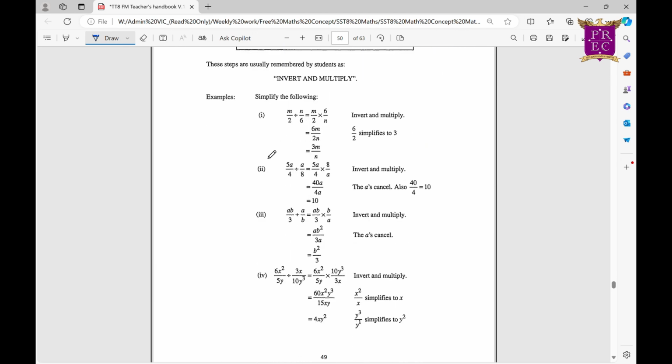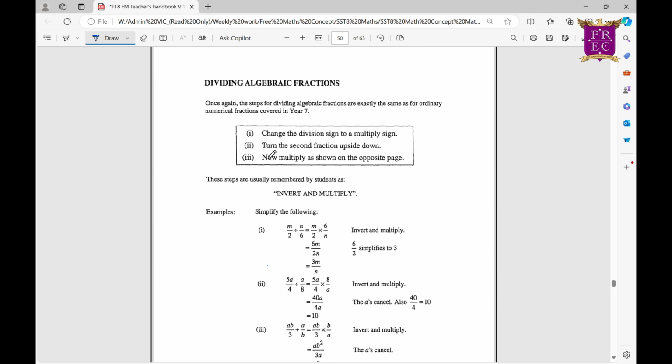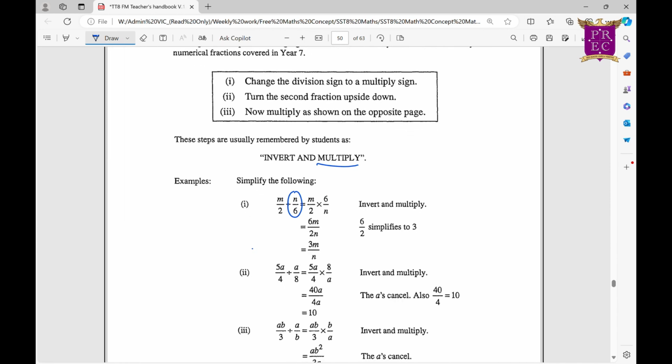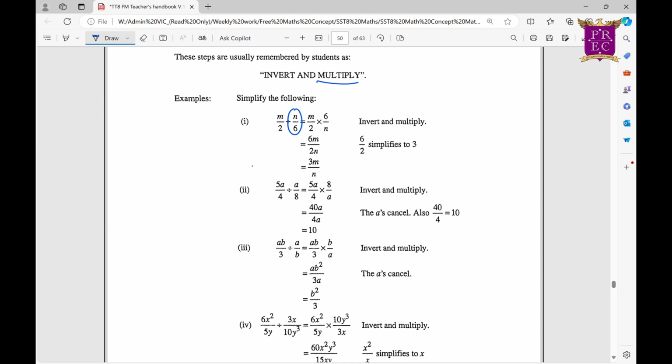Okay, lastly, dividing fractions works the exact same way as dividing regular fractions do. As we established earlier, algebra works the exact same way that arithmetic does. So the steps that were probably taught to you were to invert the second fraction and multiply. So you can see here the n over 6 is inverted into 6 over n, and you just proceed with how we did multiplication above.